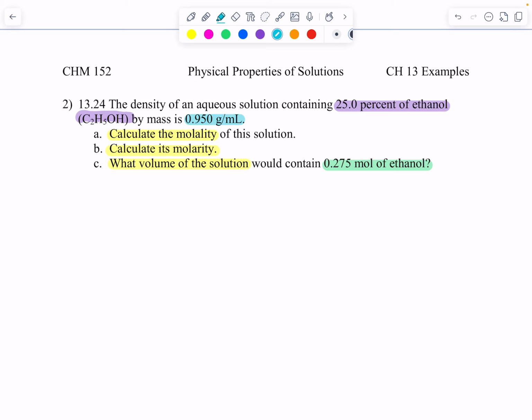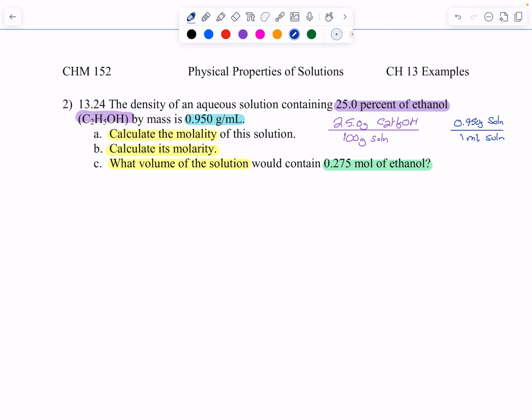Now, my recommendation, the percent mass is 25.0 grams of C2H5OH per 100 grams of solution. And the density is 0.950 grams of solution per 1 milliliter of solution. I do it that way. I like that. All right, so now we have to calculate the molality.